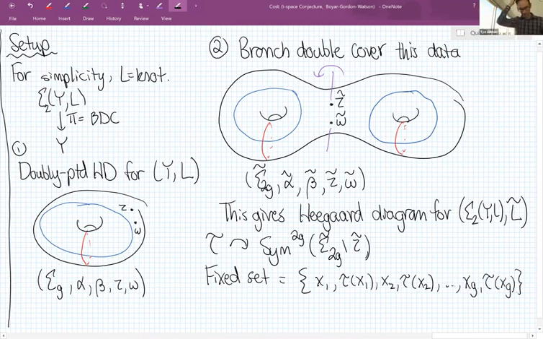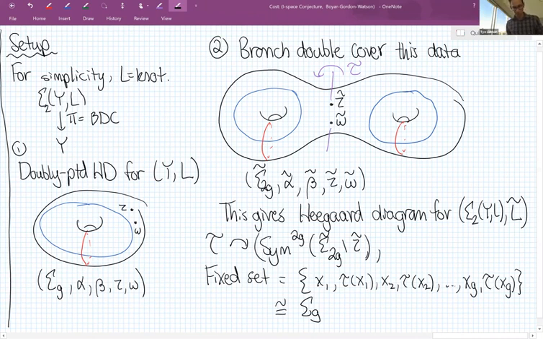Recall an element of the symmetric product should be an unordered set. And so the ones that will be invariant are things like G points and then their G mirrors under the covering involution. So I should call this covering involution tau. So that's the fixed set, and this is naturally isomorphic to the original surface Sigma_G we started with.